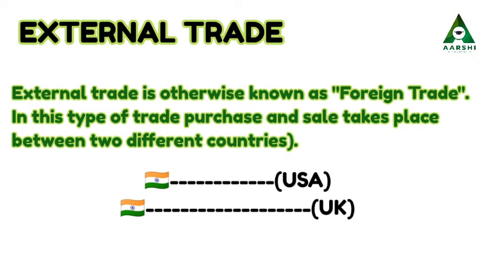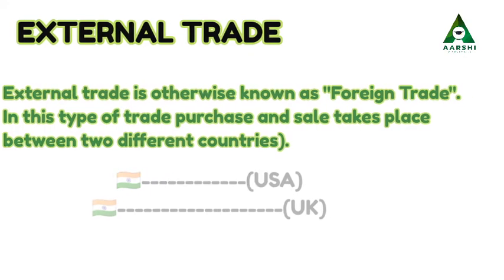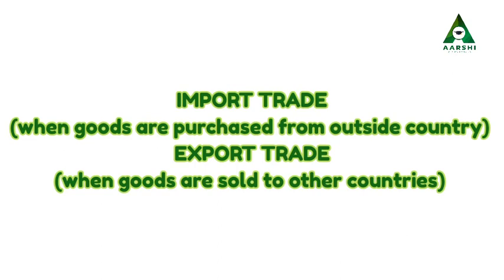So this is all about external trade. Now, external trade means what? When trade activity conducted between two different countries, it will be regarded as external trade. Now, this external trade may be import trade or export trade. Import trade means where our country used to purchase goods from other country, it will be regarded as import trade. Now, export trade means what? Where our country used to sold the goods or services to outside country, it will be regarded as export trade.